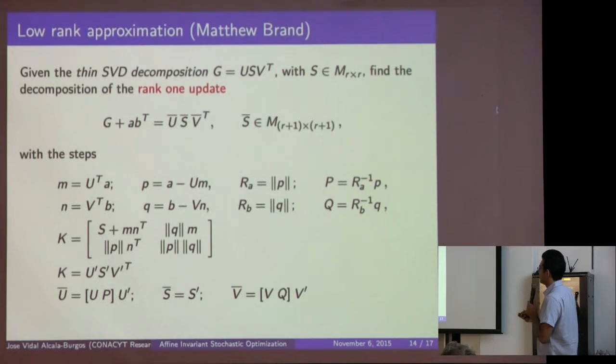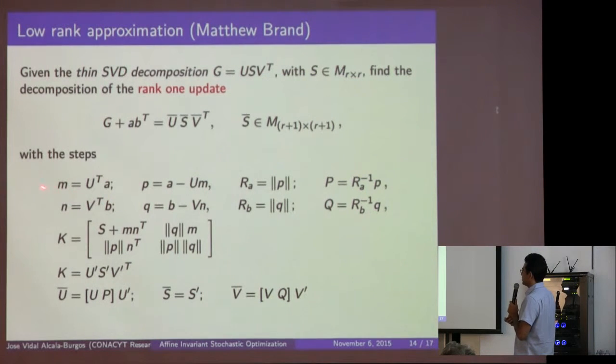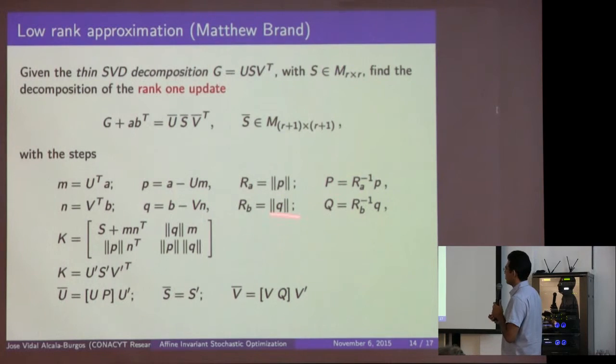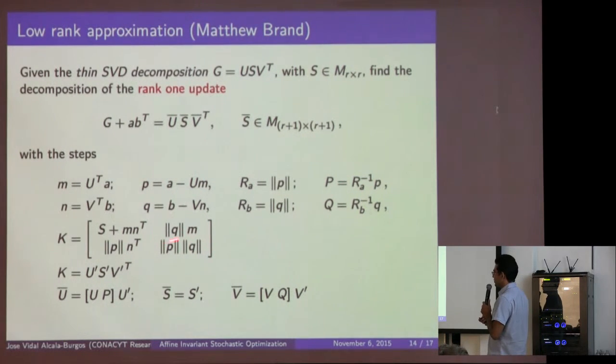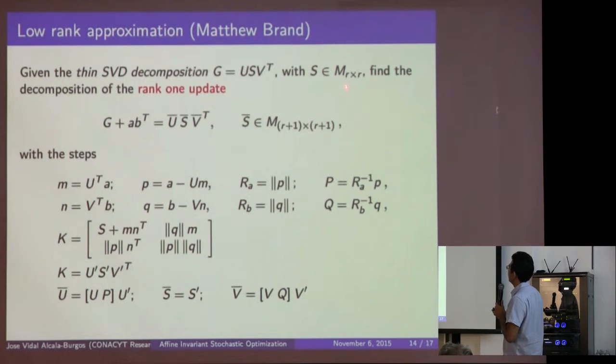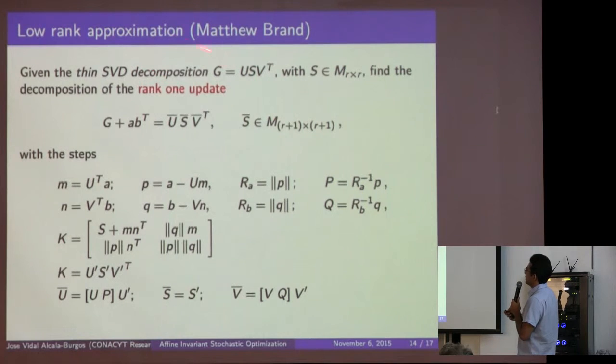You just calculate these vectors, M, N, P, Q, and their norm. This one is just a number, so this inverse is no computational work. The most computational work is when you assemble all of this in this matrix. So what size is this matrix? This matrix is the size of S plus 1. And this is a thin SVD decomposition, right? Because we want to have low memory.